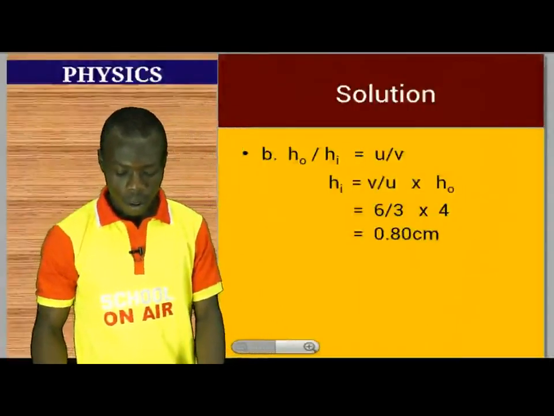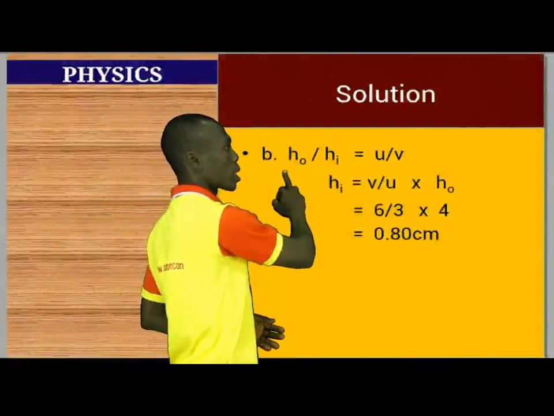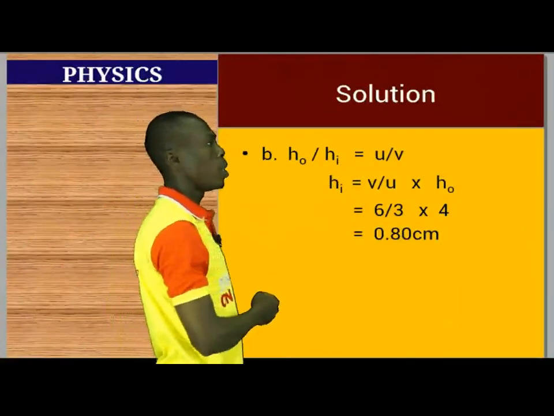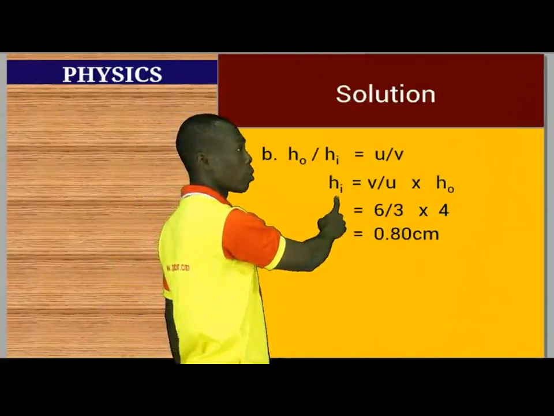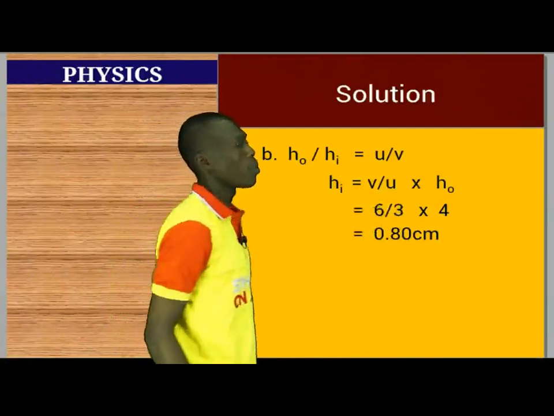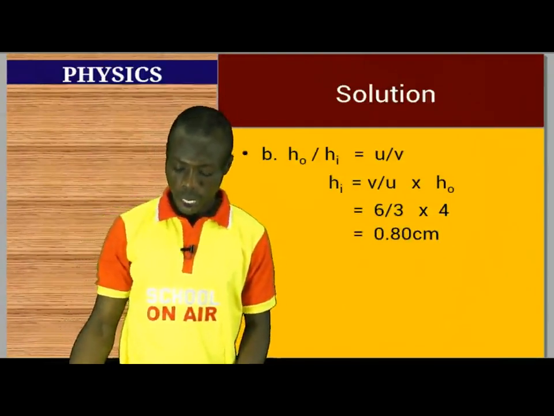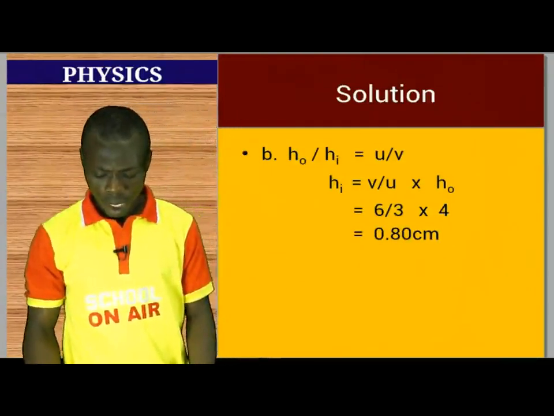And then the other part, we have the relationship h naught, that is the object height over image height, is equal to the object distance over image distance, such that if you make your image height the subject of the formula, so that you have your v over u times the object height, such that we have 6 over 30 times 4. That gives us 0.8 centimeter.